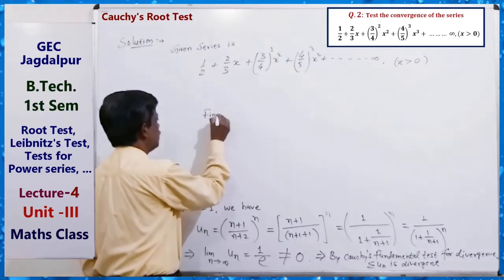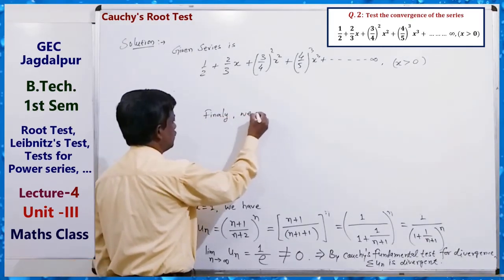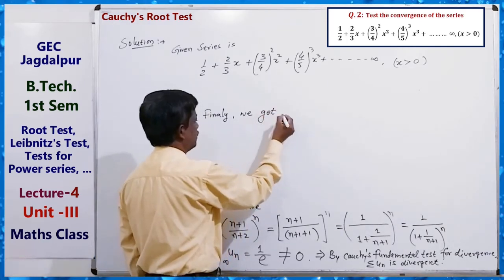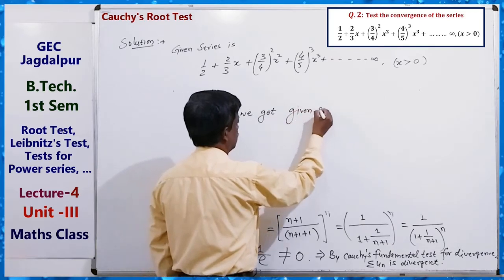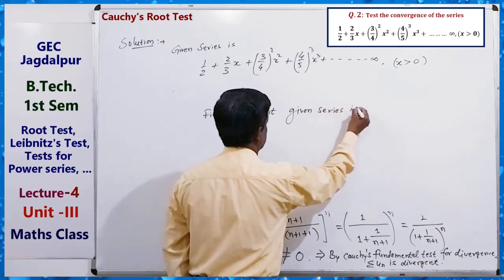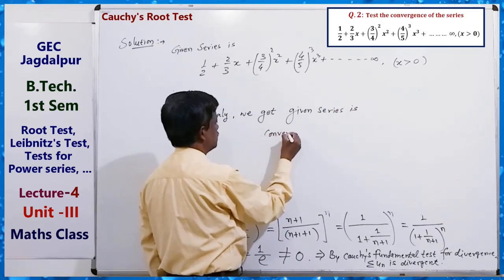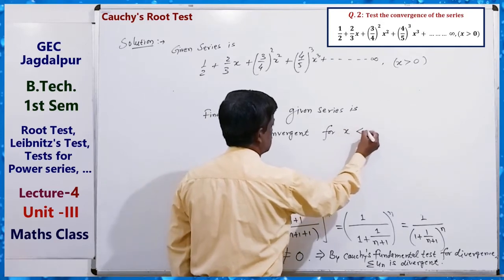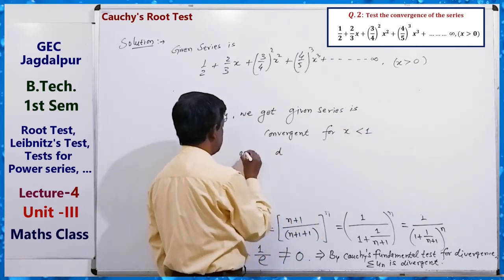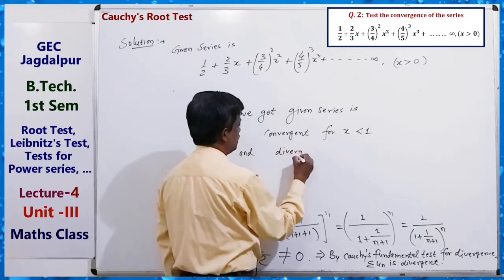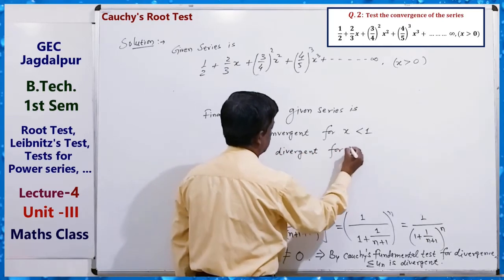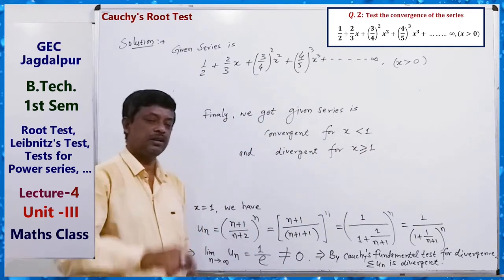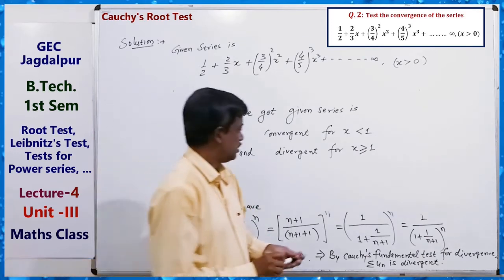Finally we get the given series is convergent for x less than 1 and divergent for x greater than or equal to 1. For both equal and greater than, it is divergent. Okay.